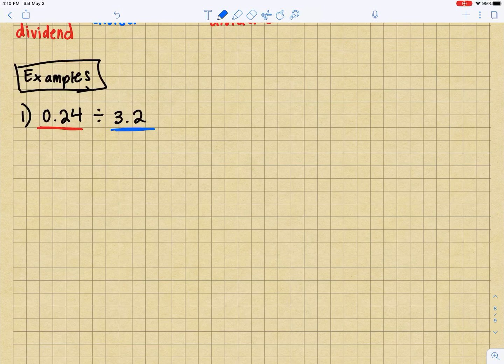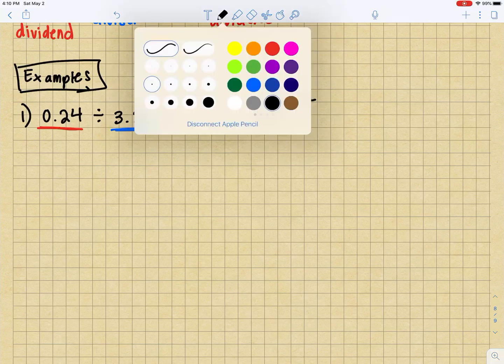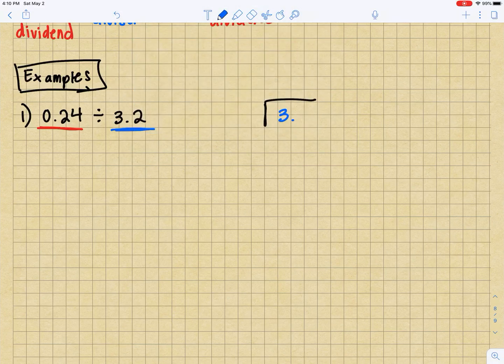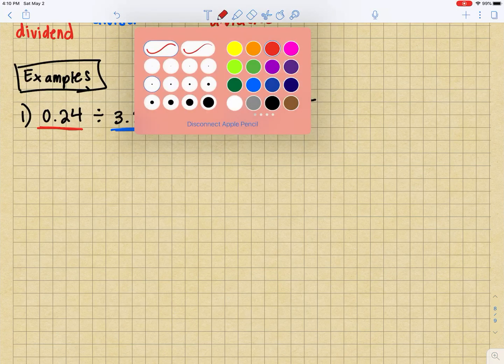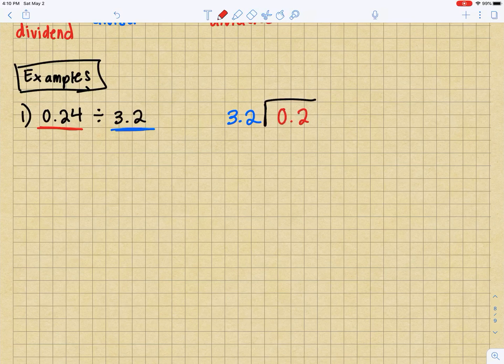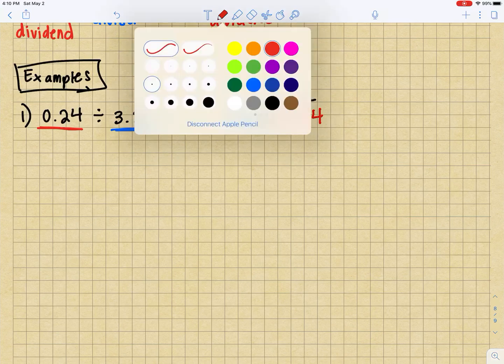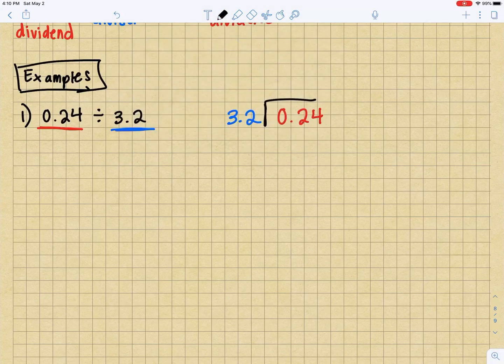When I set this up, 3 and 2/10 goes on the outside, and 24 hundredths goes on the inside. You may or may not remember that we need to make this divisor, my blue number here, a whole number. The way we're going to do that is to move the decimal one space over, to make this not a 3.2 or 3 and 2/10, but a 32.